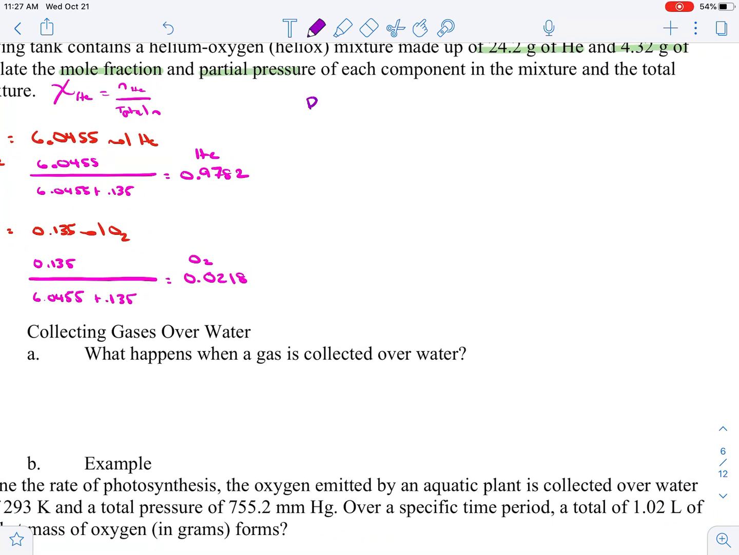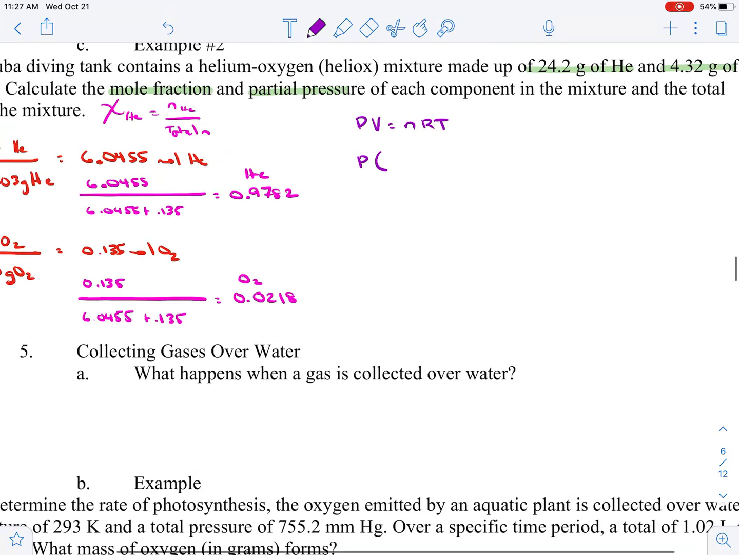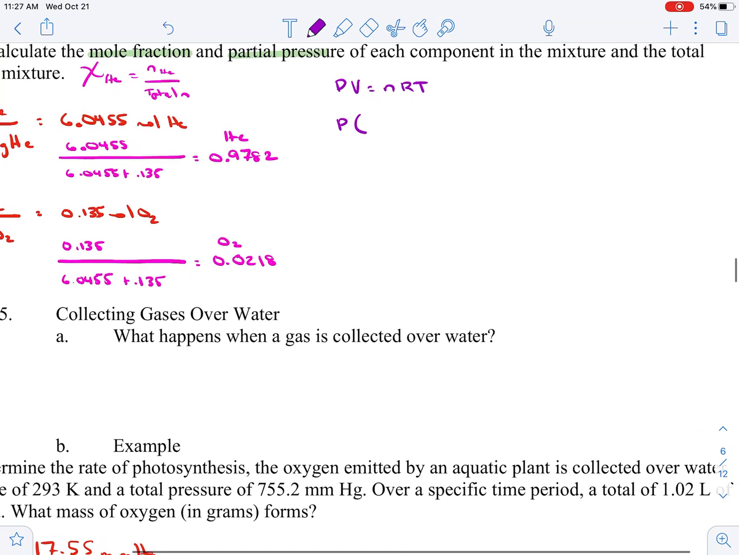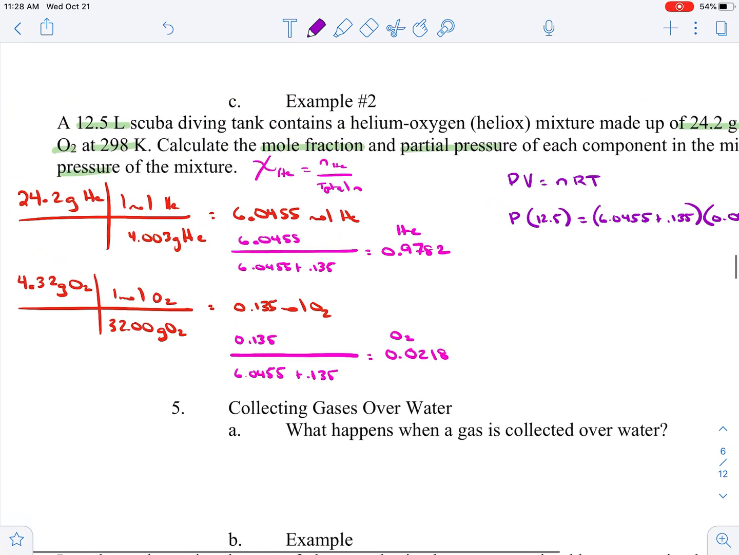We're trying to find the total pressure of the system. So PV equals nRT, and our total pressure would equal our total moles times RT over V, so we can find P. We know our volume is 12.5. Then we have our moles, and this is where we can add them up. We're going to take 6.0455 and add the 0.135 moles. Then we're going to take our gas constant, 0.0821, and then our temp, 298.